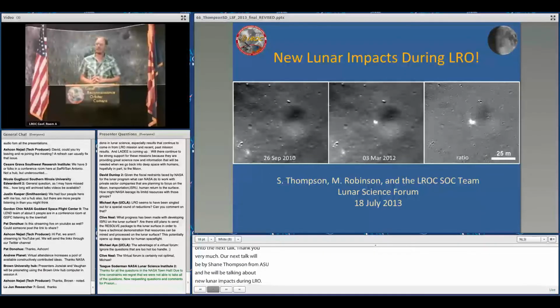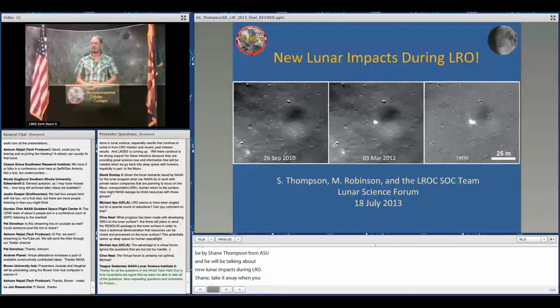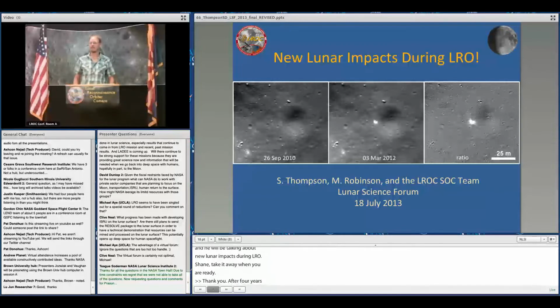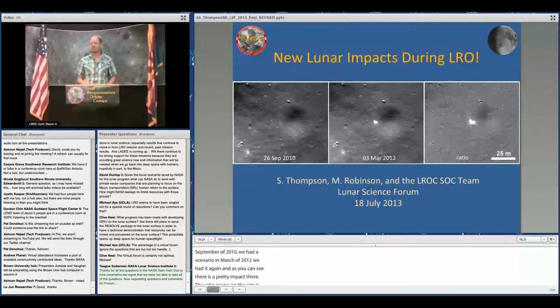All right, thank you. After 4 years now of LRO orbiting the moon, LROC has been able to collect an extensive data set that we can start searching and looking for new impacts. As this slide shows, back in September of 2010, we imaged an area, and then in March of 2012, we imaged it again. As you can see, there's a pretty nice impact that formed there. The ratio image on the right is between those two, and it clearly identifies the morphology of that impact structure.